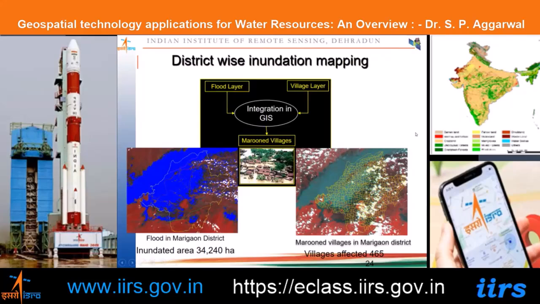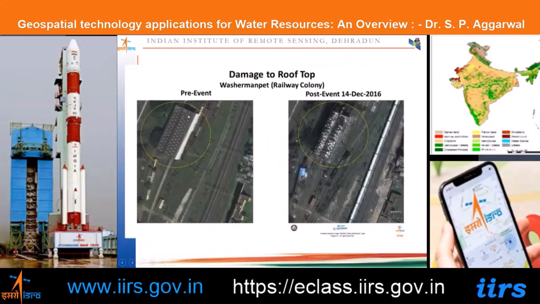Okay, but then you have to go for damage assessment. Look at this. Before cyclone, you can see perfect rooftop, and after cyclone, complete rooftop is destroyed. So this type of mapping you can do, but what kind of data you need? You need data of submeter resolution. So which data you will use? You can use Cartosat-2E data, which is having 65 centimeter resolution.